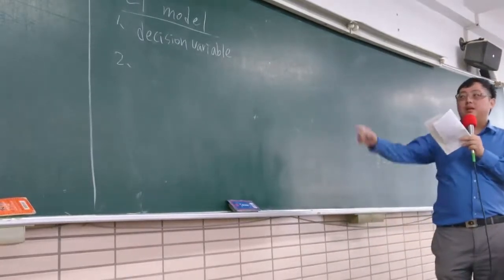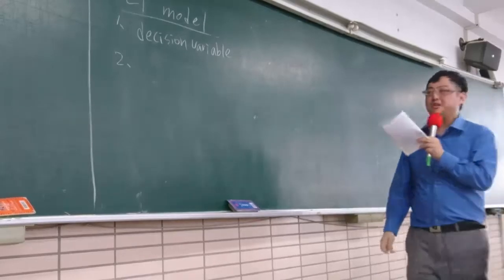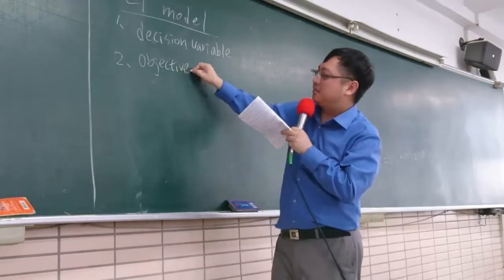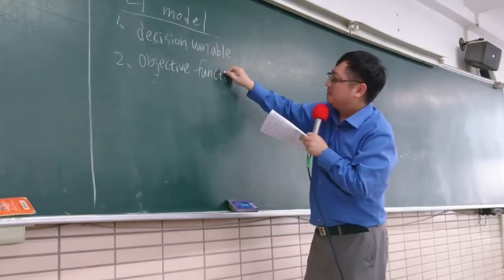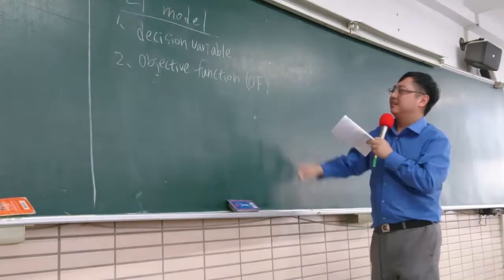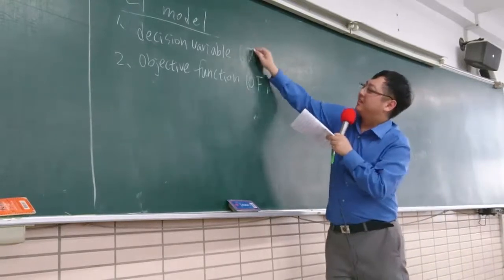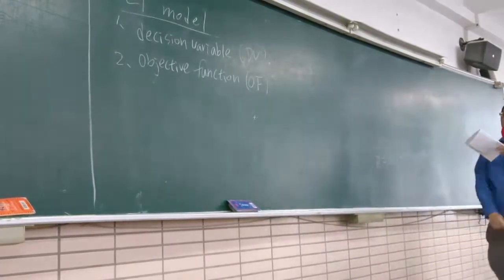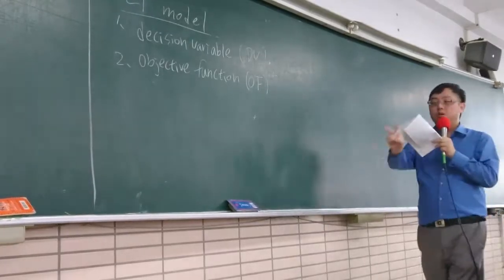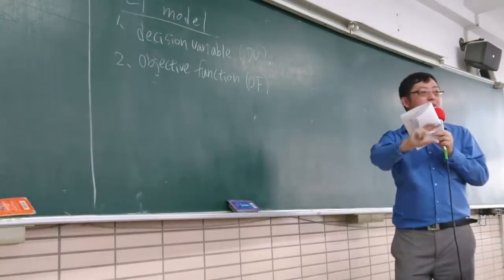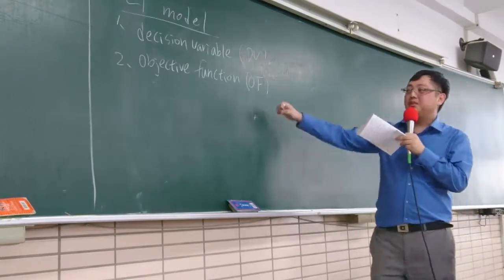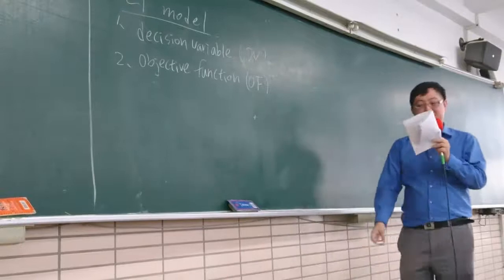The second element, very important, is the objective function. In Chinese, 目标函数. As we learned before, we have normally two kinds of objectives: profit maximization and cost minimization. So our objective function, we'll talk about this.